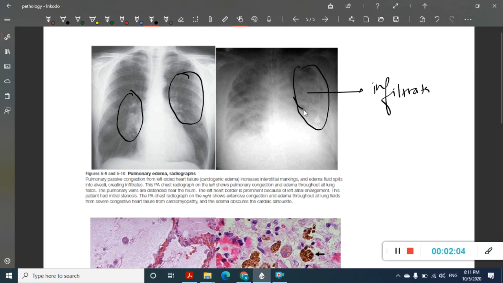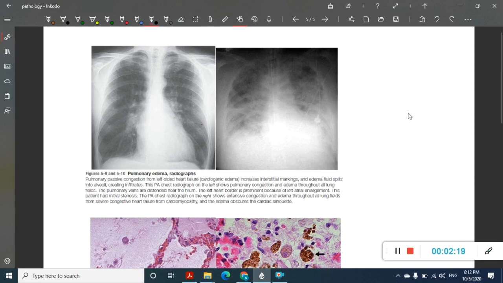Even here the heart has been enlarged, right? So some cardiomegaly is present. It can be due to congestive heart failure, it can be due to cardiomyopathy. The reason can be anything. So these are the two radiographs, that is, pulmonary edema radiographs.